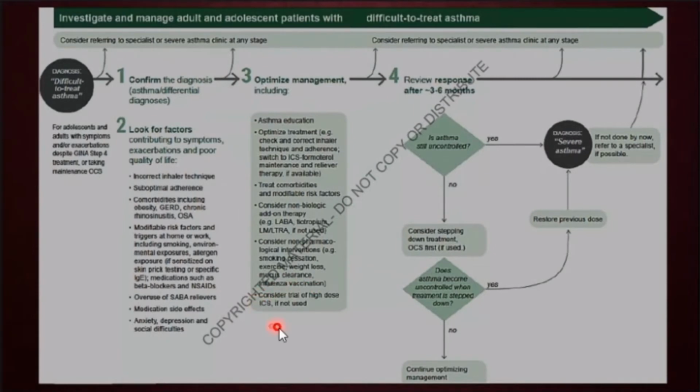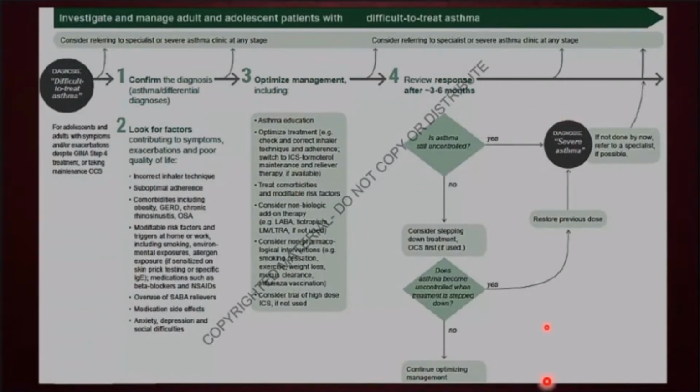Or then you can even add high dose of ICS. Okay, then you review the response. Is the asthma uncontrolled? If the patient is getting these controls, then you start stepping down the treatment. Okay, if after stepping down he then becomes uncontrolled, then you can label this patient as severe asthma, and that's the time when you can send the patient to a pulmonologist or any other respiratory specialist. Okay, and if there's improvement, then you continue to optimize his management.